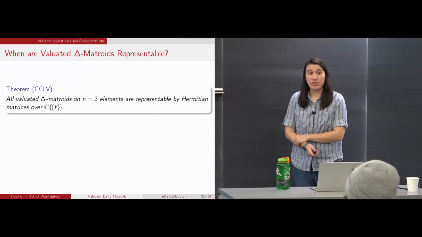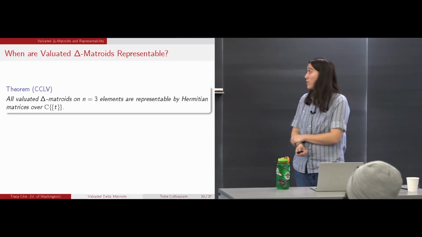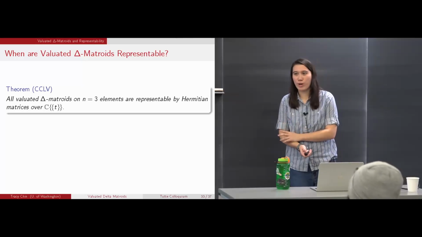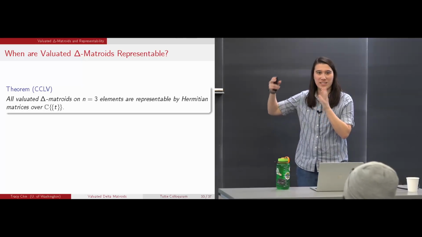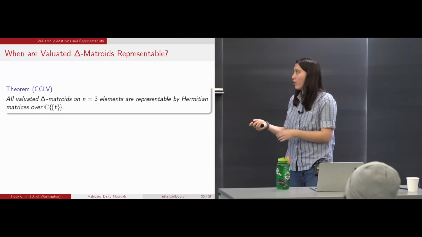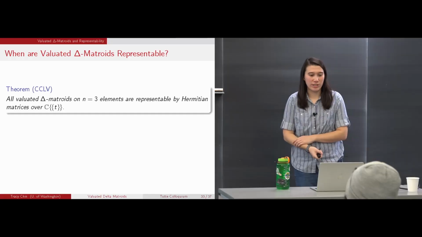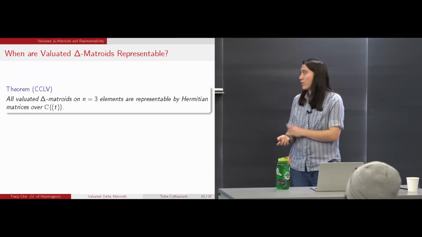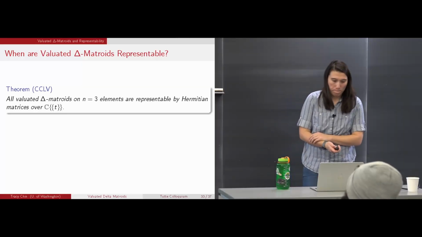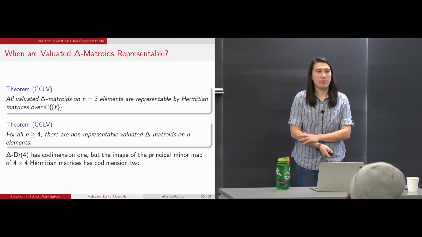So reasonable question, when are valuated delta matroids representable? Turns out that for n equals 3, they're all representable, which is one reason, right? This strong exchange failure already starts at n equals 3, and so if they're all going to be representable by Hermitian matrices, then we should be allowed to not have strong exchange. In particular, they're represented by Hermitian matrices over the complex Poisson series. Already at n equals 4, though, we start having non-representable ones.